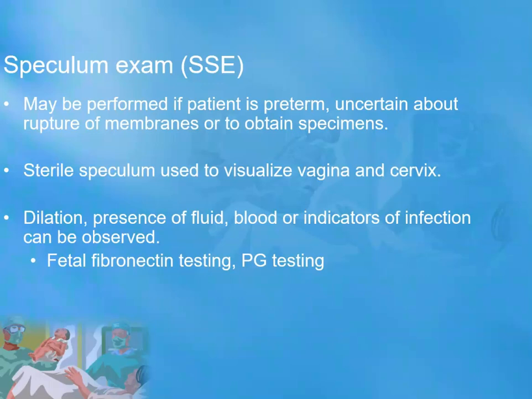So dilation, we look at that. We look at the presence of any fluid. If we're determining if her membranes are prematurely ruptured, you might see a pooling of fluid in the vagina right by the cervix. If there's any blood or indicators of infection, we can also observe for that. And fetal fibronectin is a type of test that we can do, and PG testing. That's all testing that we would take the fluid and check to see, again, if those lungs are mature.